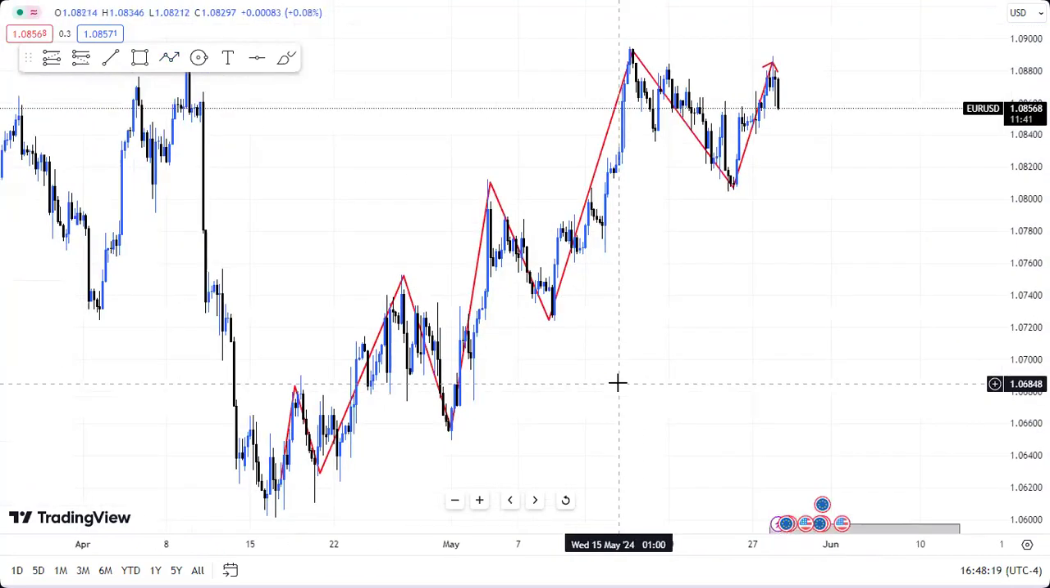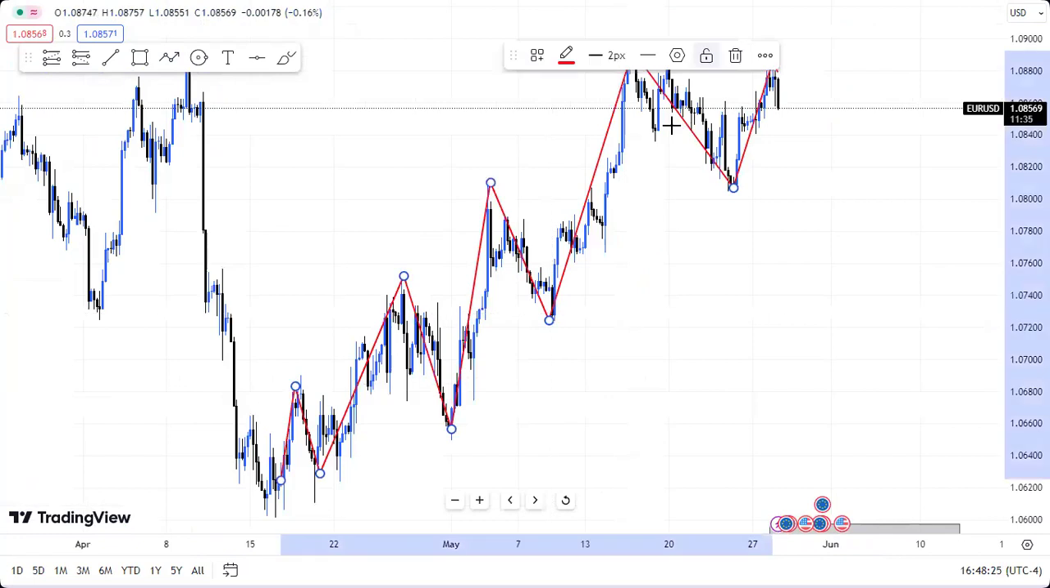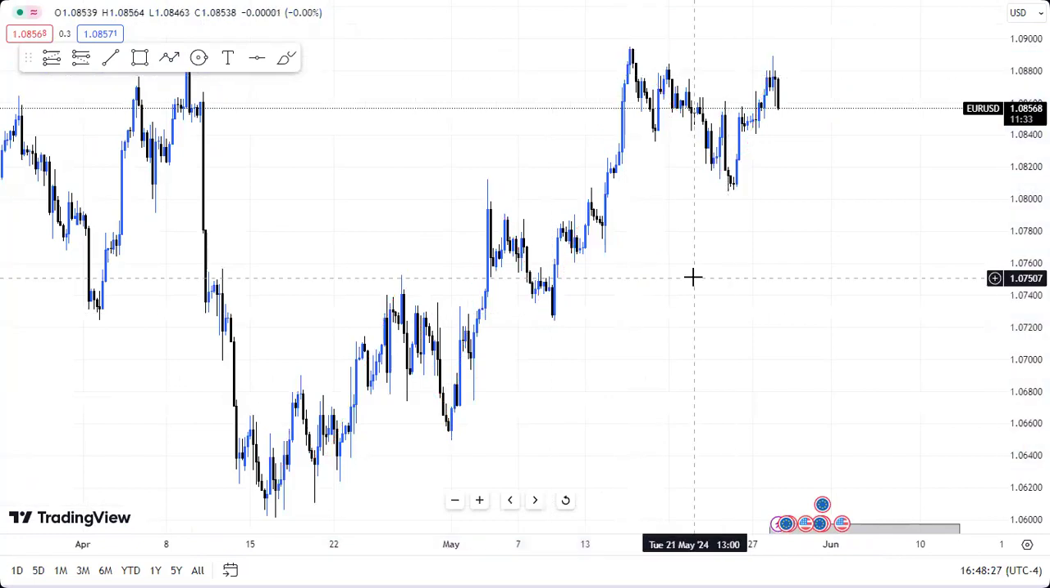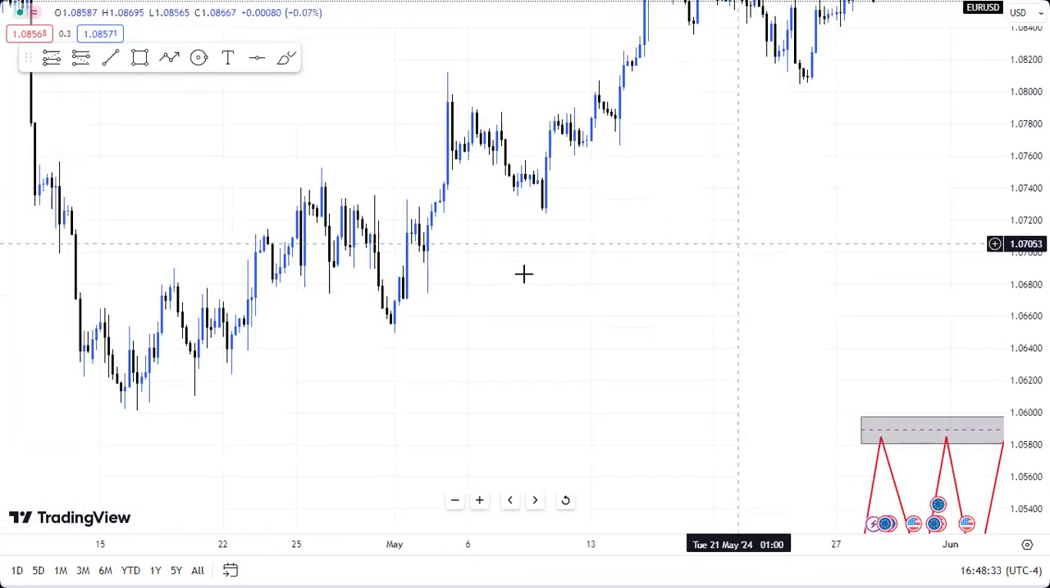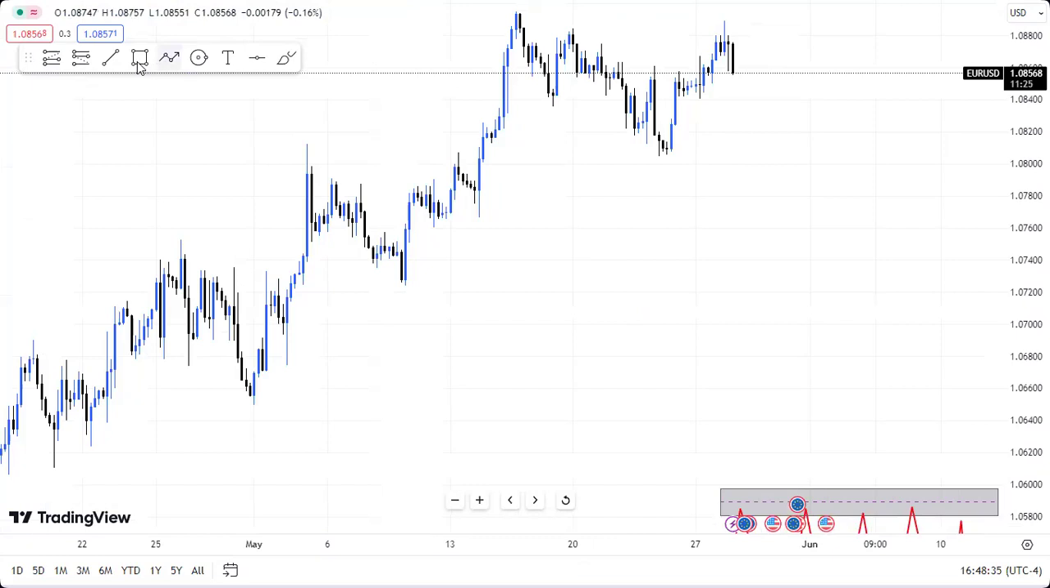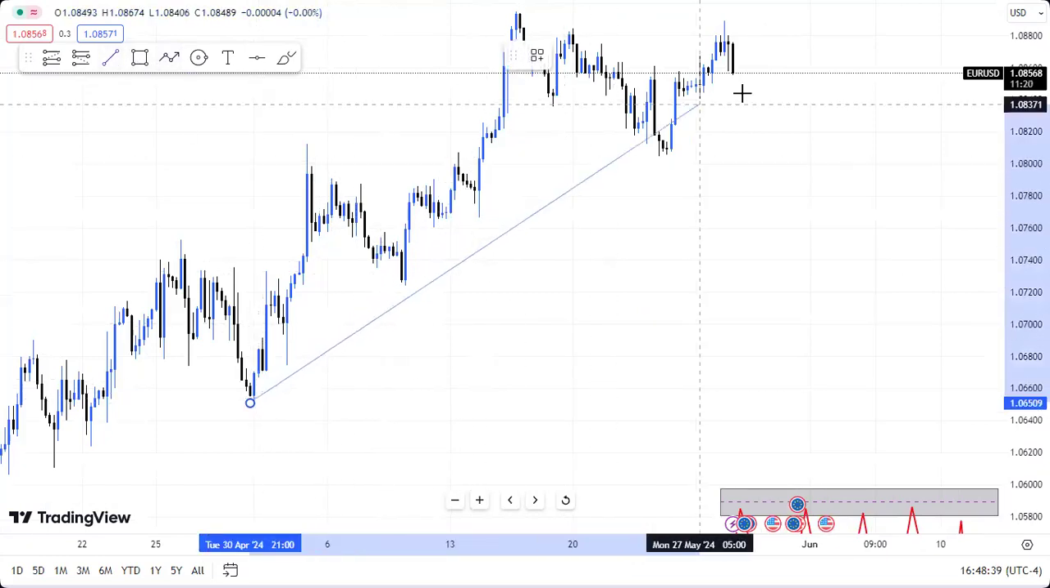Now, there are two ways in which you can trade an uptrend market. The first way is by drawing a trend line. Now, let me take this trend line from here, and I draw connecting these lows.